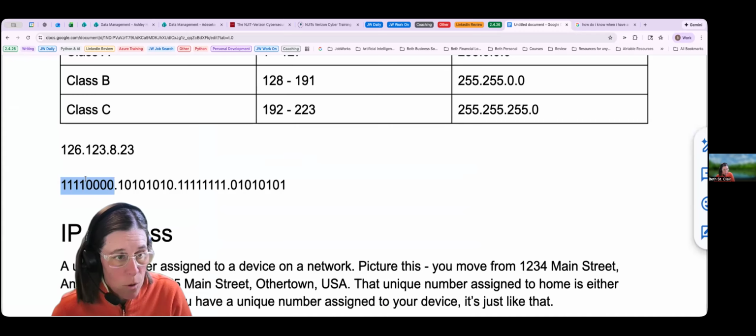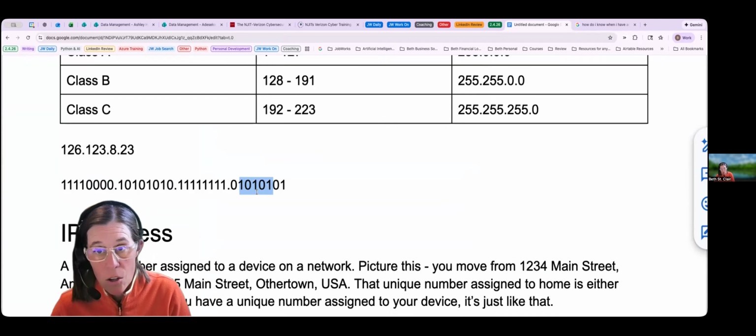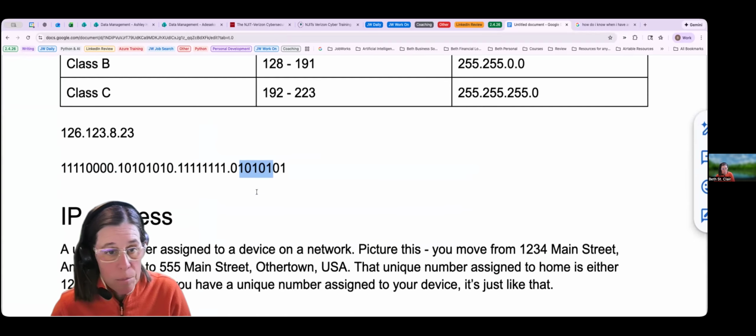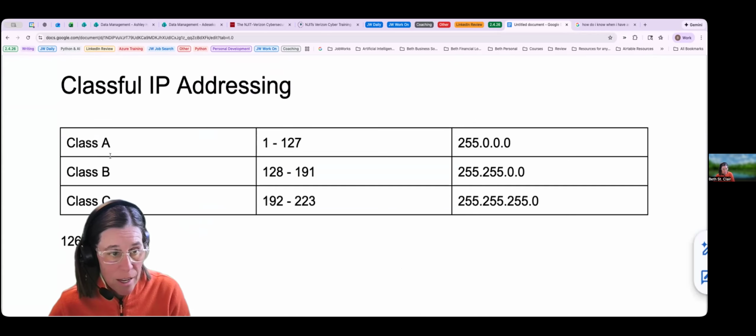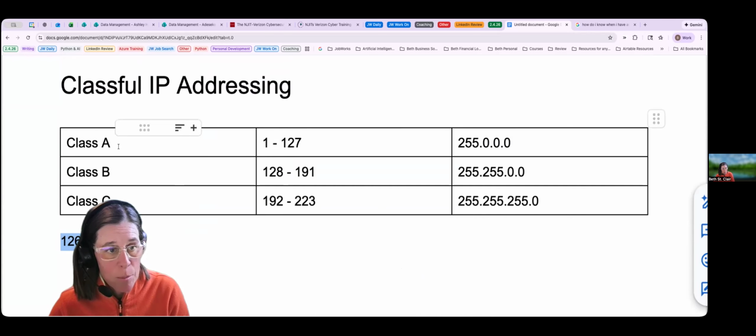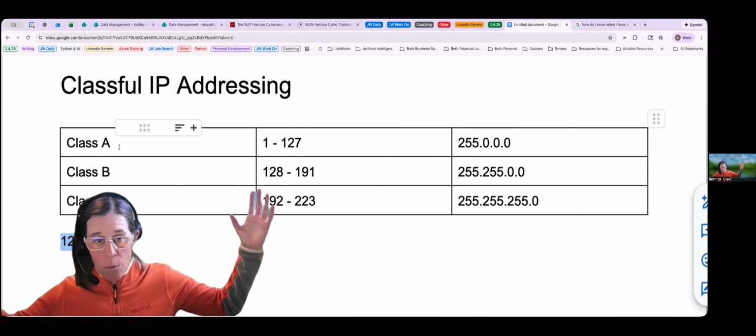1, 2, 3, 4, 5, 6, 7, 8. Same goes for the other octets. That is why they're called octets. Okay, so with that in mind, for a Class A, if we see any number in that first octet ranging between 1 and 127, that means it's Class A, large network.